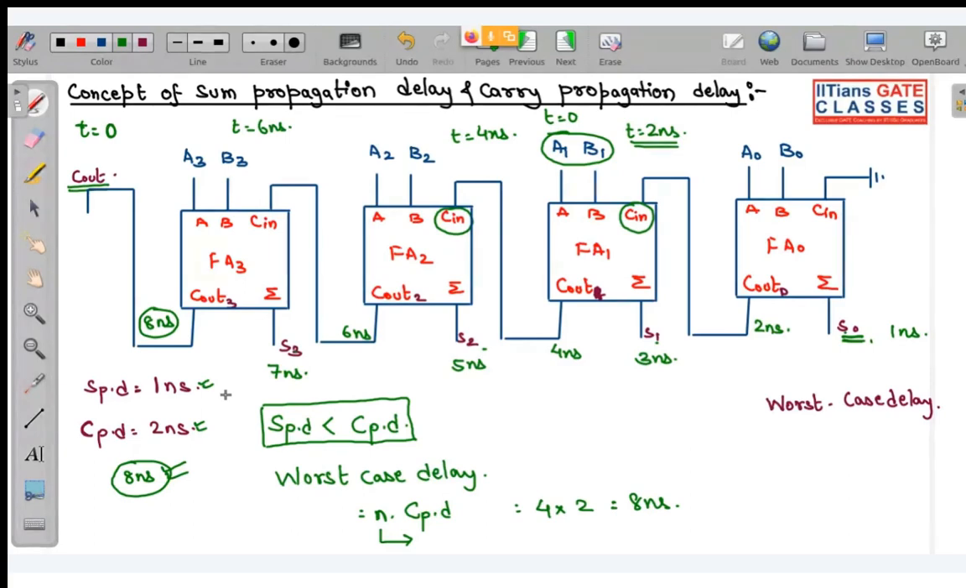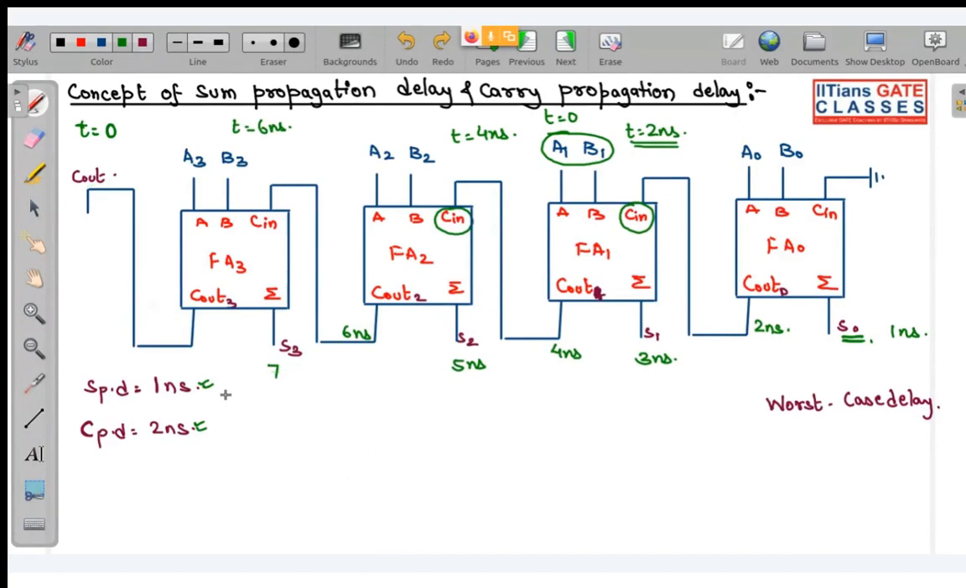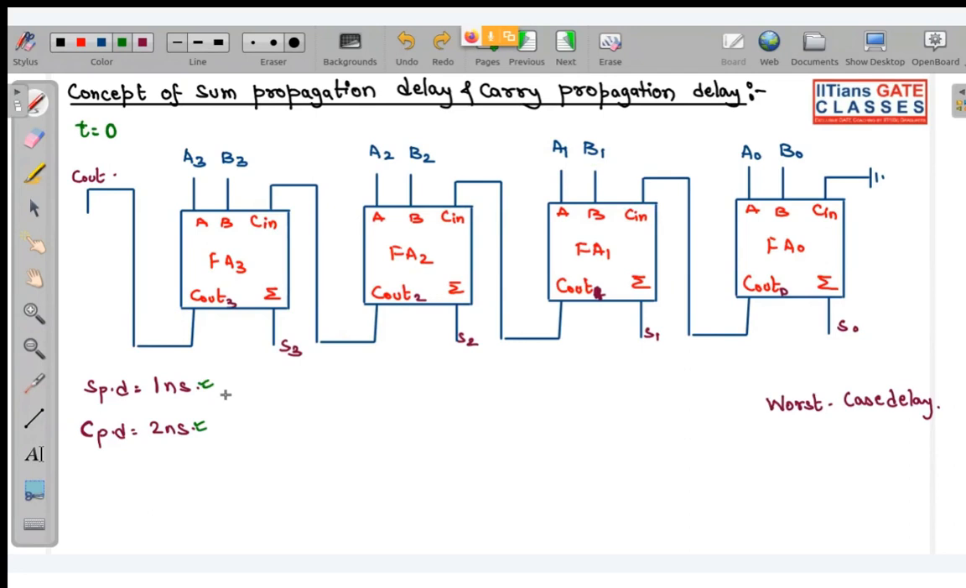Okay, now see the next concept. Now assume that sum propagation delay is 2 nanoseconds and carry propagation delay is 1 nanosecond. That means sum propagation delay is greater than carry propagation delay. Now what will be the worst case delay?